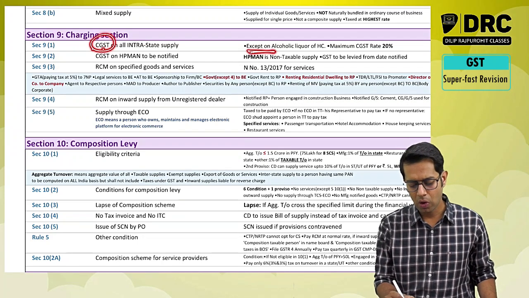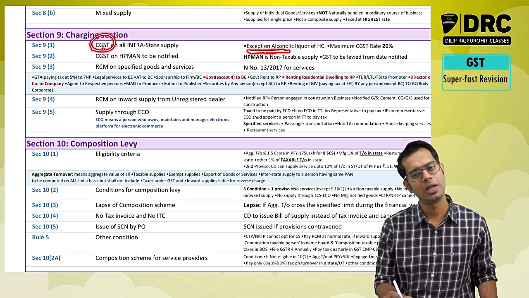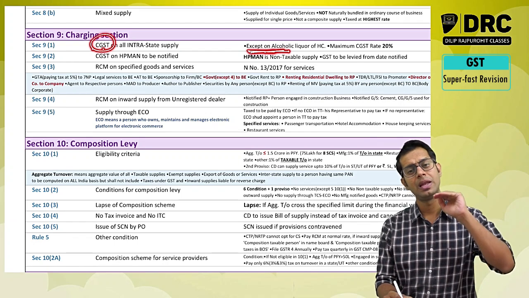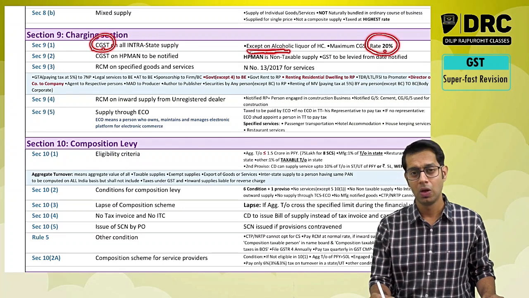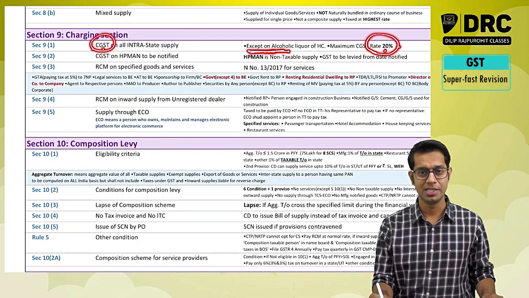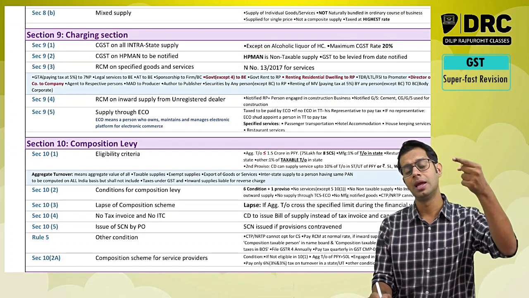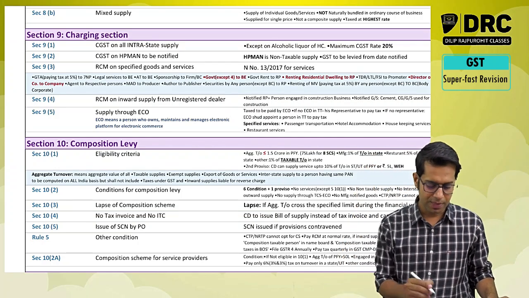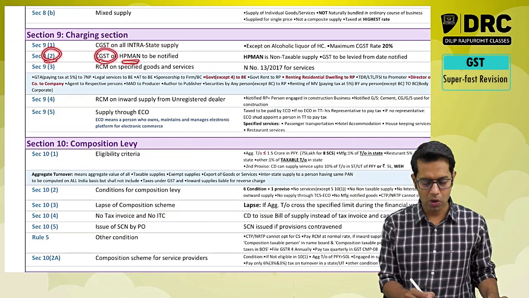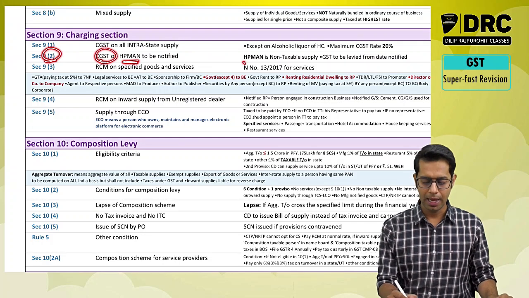It will be levied on all different types of goods and services except on alcoholic liquor for human consumption. It will be levied at the rate notified by the government, but the maximum rate which the government can notify is only 20% under CGST. So the maximum CGST rate which can be there is 20%, and the maximum IGST rate which can be there is 40%, double of this.